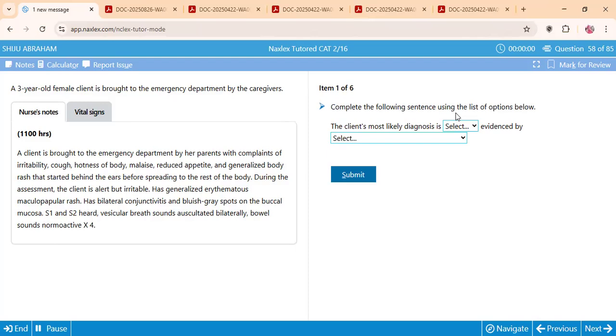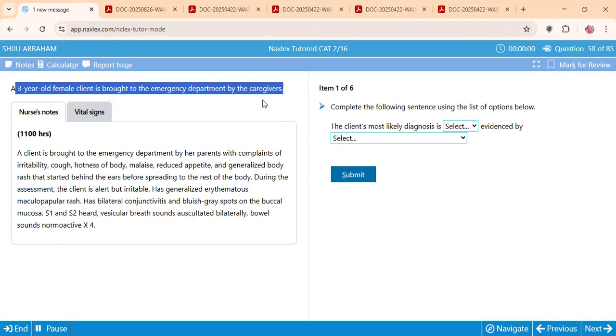While approaching a case study, the first thing is that we need to see the background information. What is the client information? For example, the client's age, the client's condition, and who brought the client to the particular department. Here it is written that the 3-year-old female client is brought to the emergency department by the caregiver, and it was at 11 o'clock. Now we can read the question.